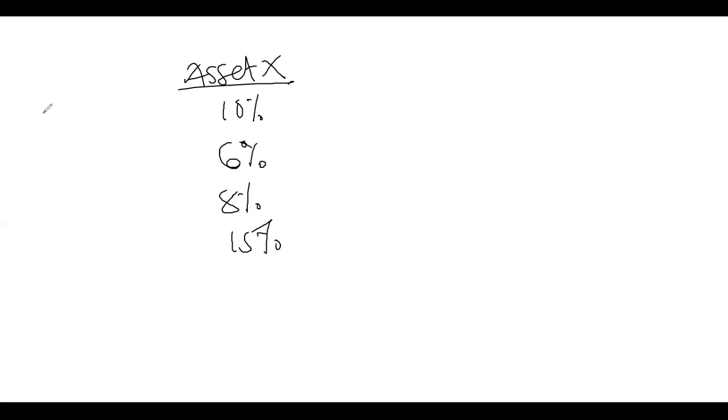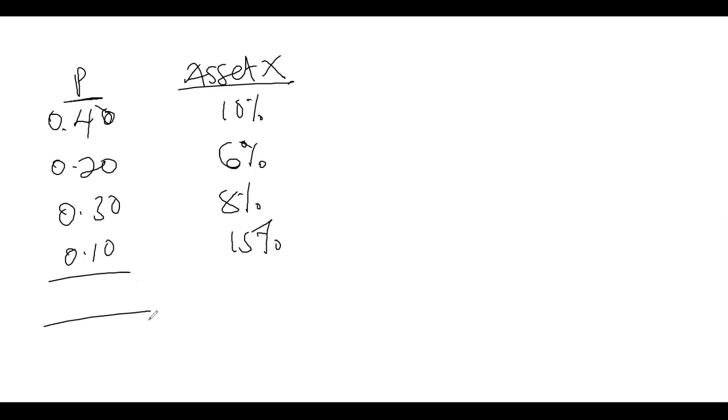Now, let's assume that we have computed the probabilities. The likelihood that you get 10% return is, let's say, 40%, or 0.40 probability. The likelihood that you get 6% returns is 0.20. The probability that you get the 8% return is 0.30. And the likelihood that you get the 15% return is 0.10. Essentially, all probabilities should sum up to 1, so if you sum all the probabilities here, you get 1.